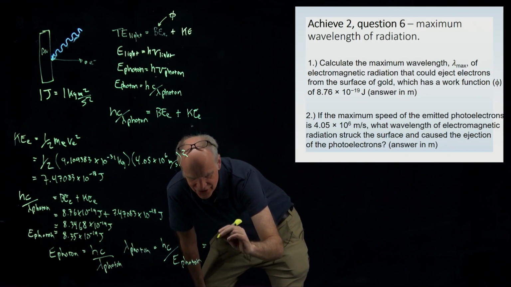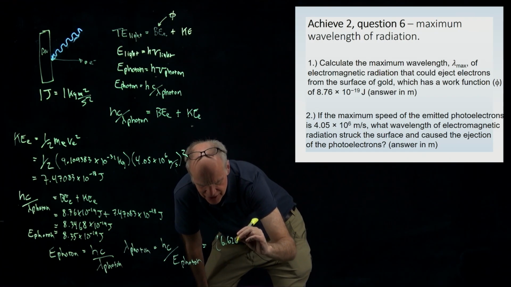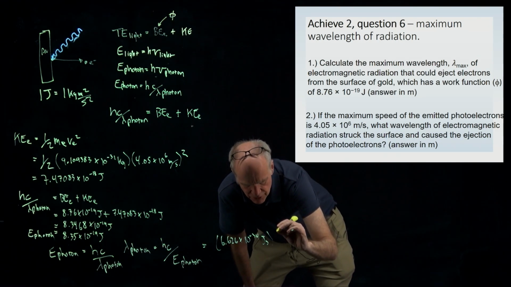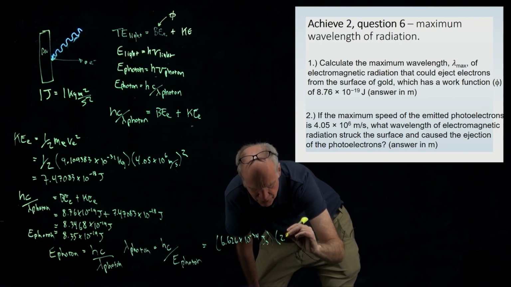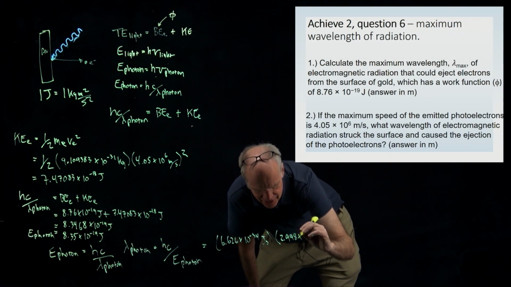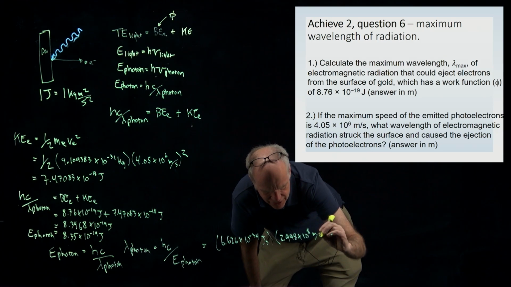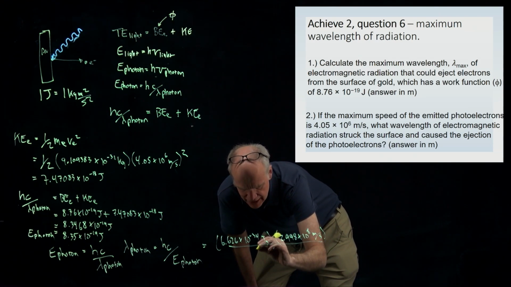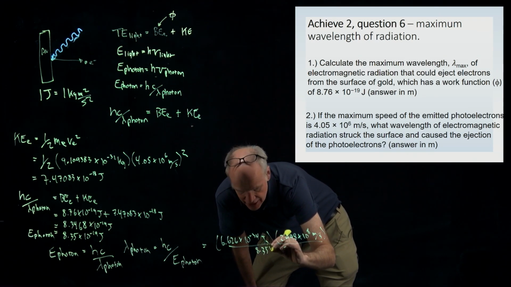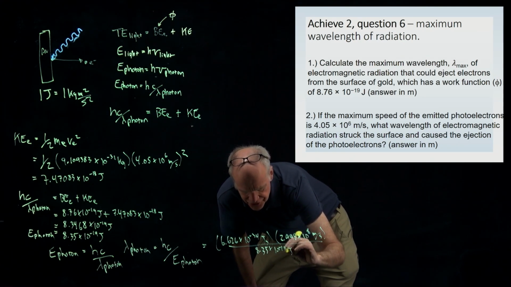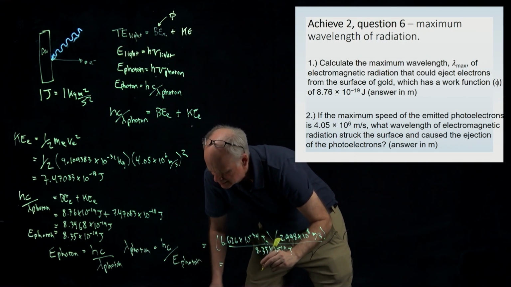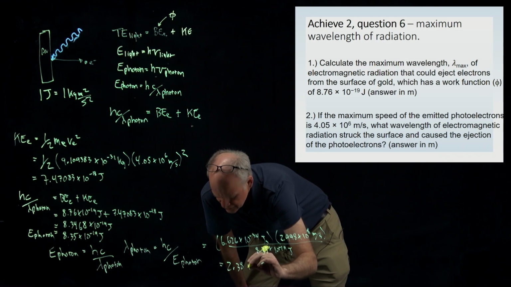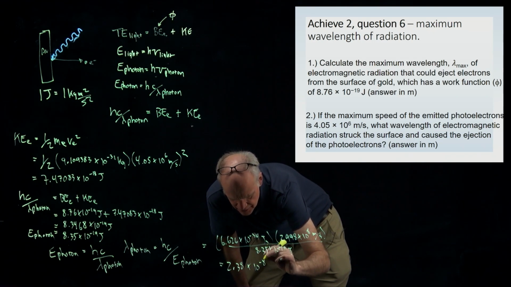Okay, so h is 6.626 times 10 to the negative 34 joule seconds. We will use the speed of light, which is 2.998 times 10 to the 8 meters per second, divided by the energy of the photon. The energy of the photon is 8.35 times 10 to the negative 19 joules. And when I did this earlier, rounded to correct significant figures, I got 2.38 times 10 to the negative 8 meters.